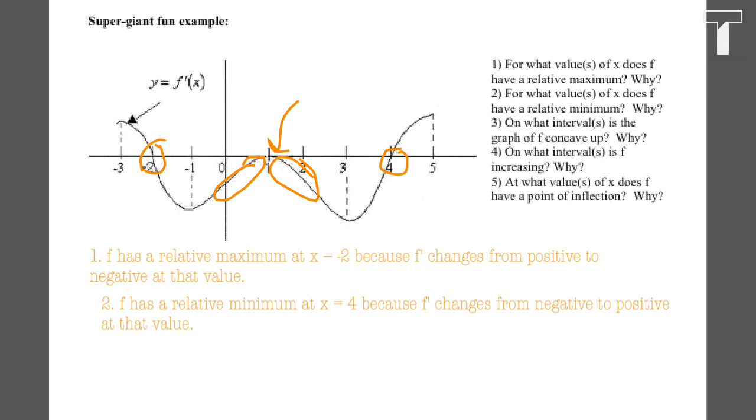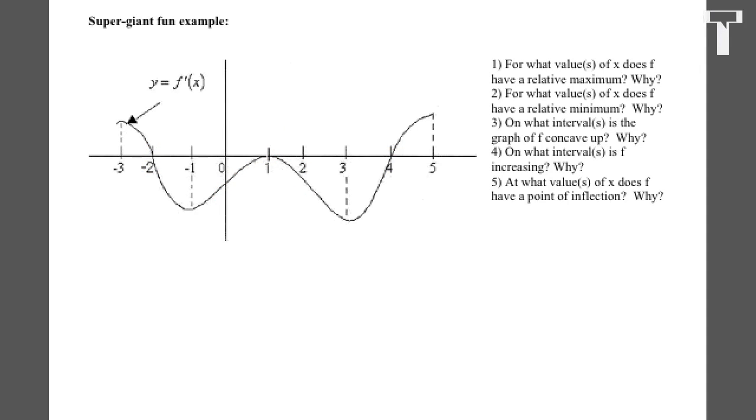Now we'll answer question 3. On what intervals is the graph of f concave up? Well, we know f is concave up when f double prime is positive. Problem though, we don't have a picture of f double prime. But we can actually apply the first derivative test to the first derivative. I know f double prime is positive anywhere that f prime is increasing. And I know that f double prime will be negative anywhere that f prime is decreasing.